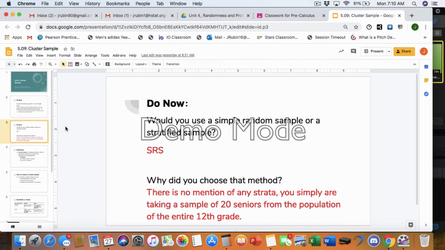All right, so reviewing. Based on this situation, you're going to use a simple random sample, because in this particular situation, there is no mention of any strata. You are simply taking a sample of 20 seniors from the population of the 12th grade, and there's no indication that the difference between male and female is significant enough to break it into a group.